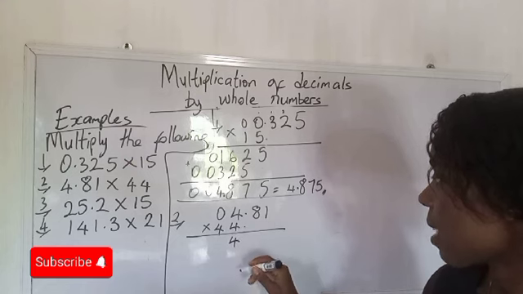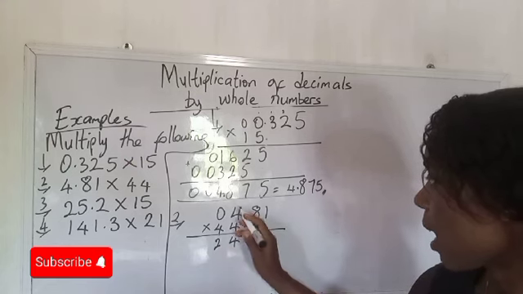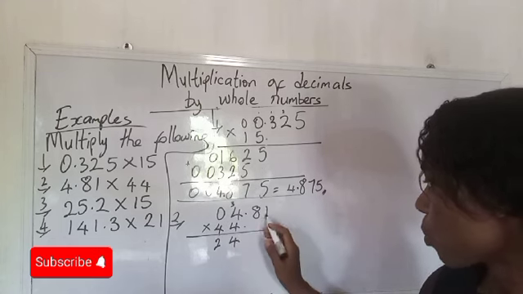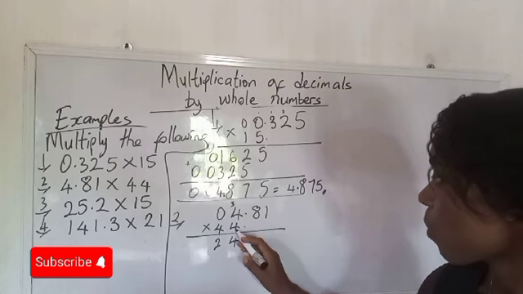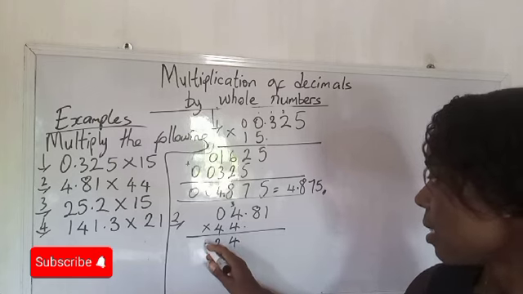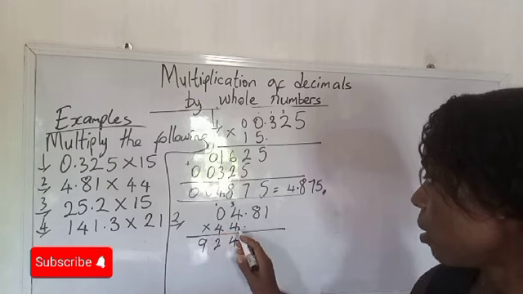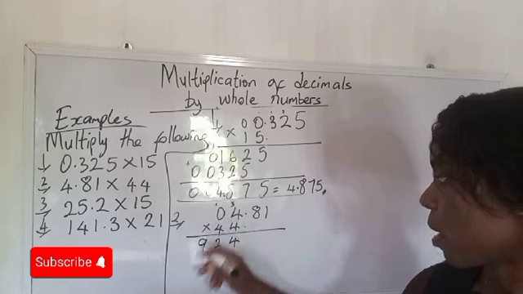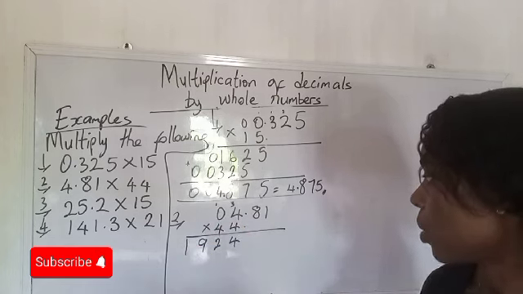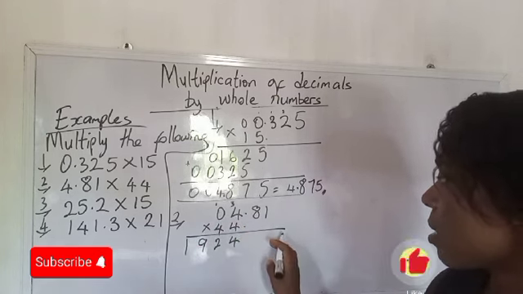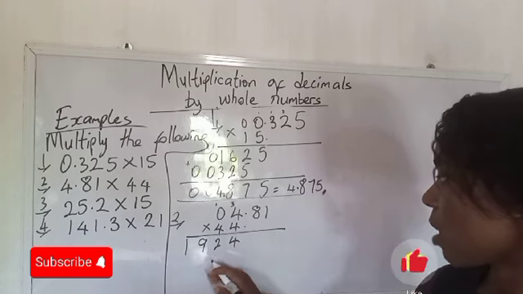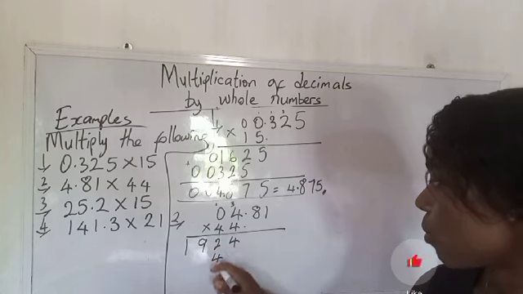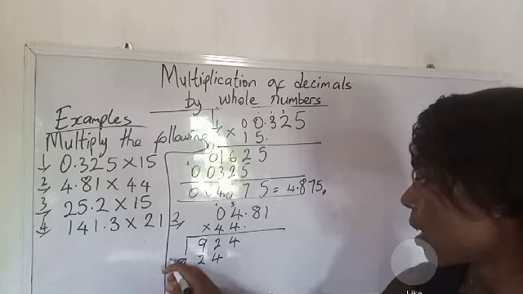4 times 8 is 32. I put down 2 and I carry 3. 4 times 4 is 16. 16 plus 3, that's 19. I put 9, I carry 1. 4 times 0 is what? 0 plus my 1, that's 1. Again we repeat this. Since they are the same numbers, I just have to write them out again, but I'll put the beginning from here. So 4, 2, 9, 1.